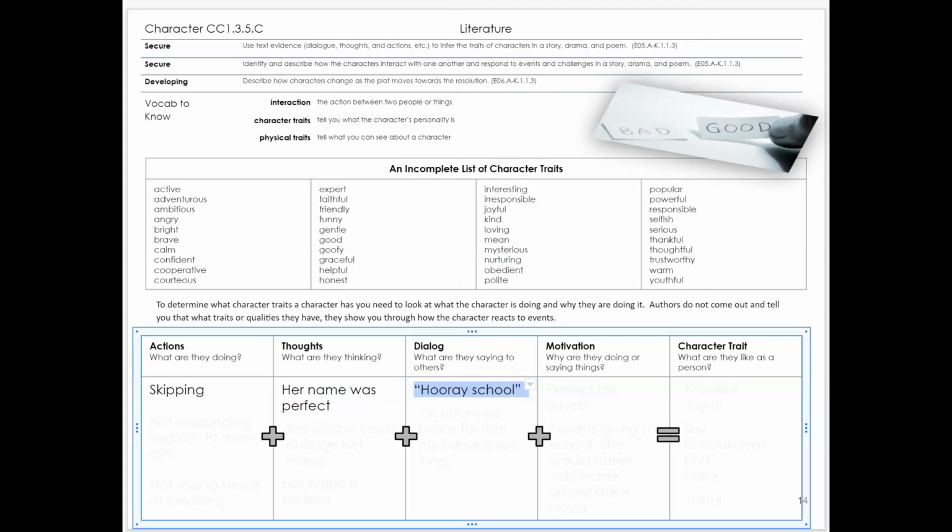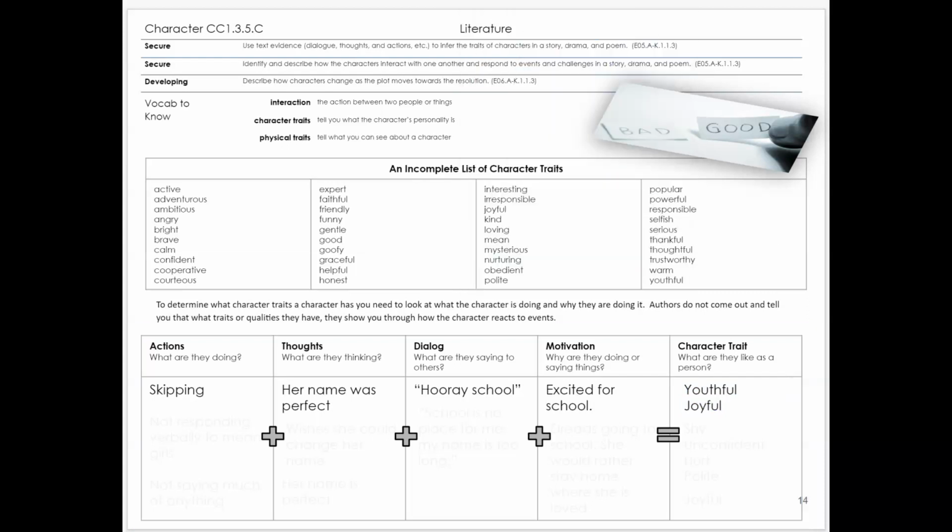And what was her motivation for skipping and saying things like hooray, school? Was she saying like, oh, hooray, school? No, she was really excited for school to start. And so those things show, in terms of her personality, in terms of her character traits, that she's both a youthful and joyful person. When we get further into the story, there's more actions, thoughts, dialogues, and motivations as the story moves along.